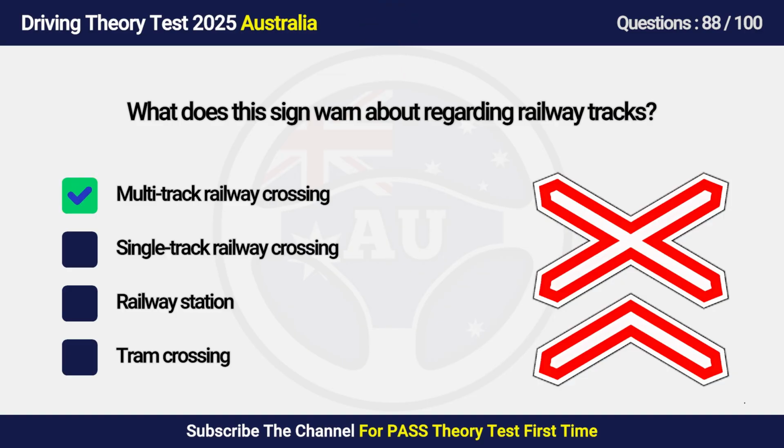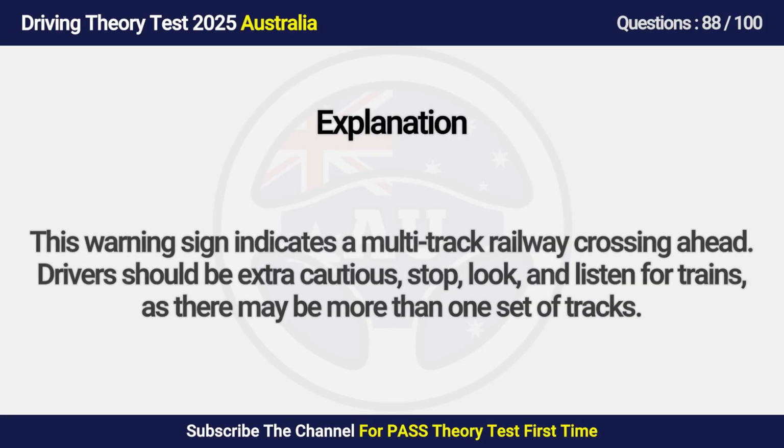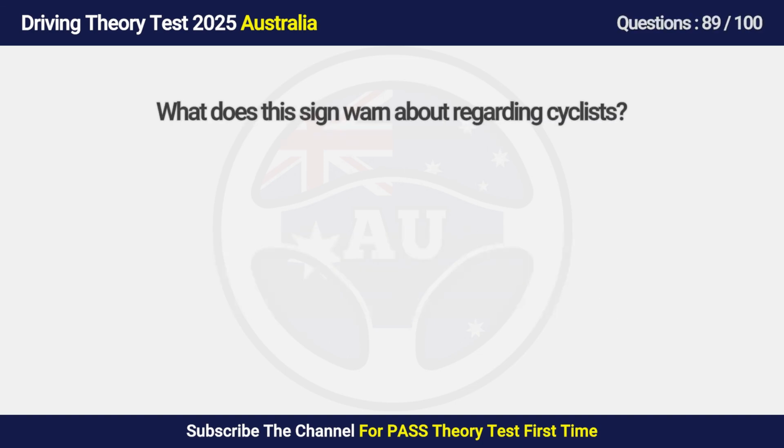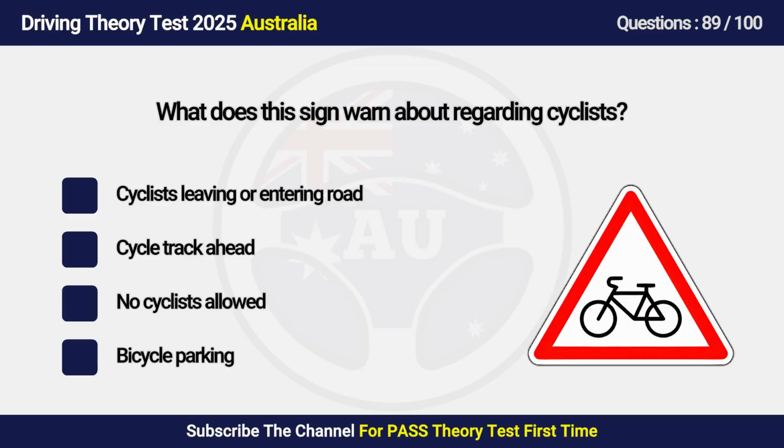Answer is A, railway crossing. This warning sign indicates a railway crossing ahead. Drivers should be extra cautious, stop, look, and listen for trains, as there may be more than one set of tracks. Question 89. What does this sign warn about regarding cyclists?